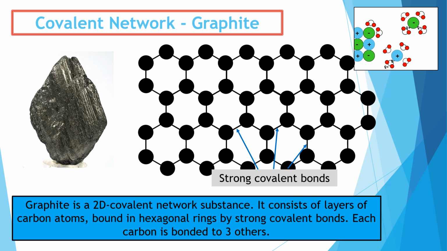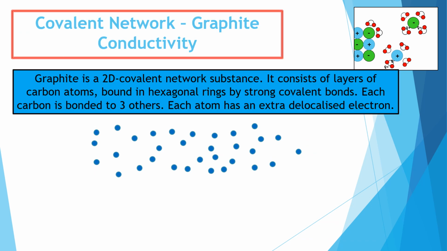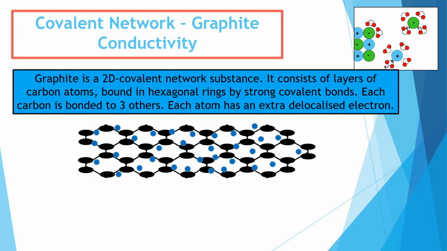So let's have a look at it in a different way. Here I've just skewed this two-dimensional lattice of graphite, and I've shown here in blue the delocalized electrons that are with each atom. Now what actually happens here is if I apply a positive charge to one side and a negative to the other, so essentially I'm providing an electrical current, then the electrons will move towards the positive charge. This flow of electrons is a flow of an electric current.